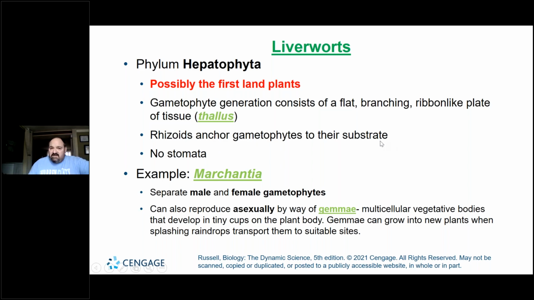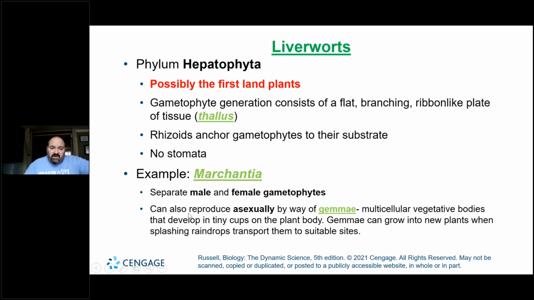So whatever that may be that this plant is on, whether it's on the ground, whether it's on a log, whether it's on whatever it may be, that's what we're talking about, substrate there. And no stomata, interesting, right? So there's a little bit of variations and differences between these different types. And you'll see here as far as the Marchantia would be the one that would be representative of the liverworts.